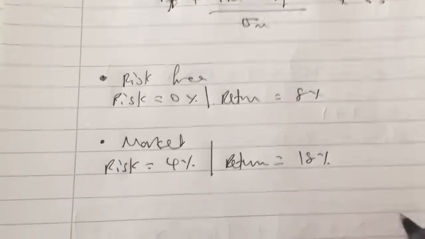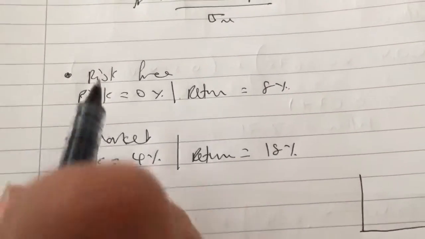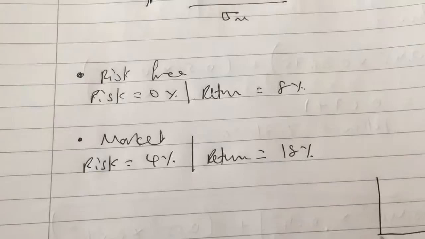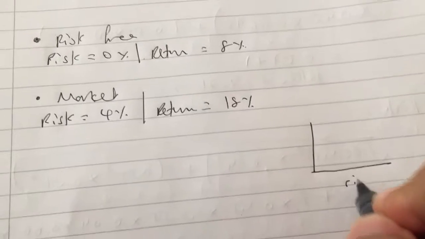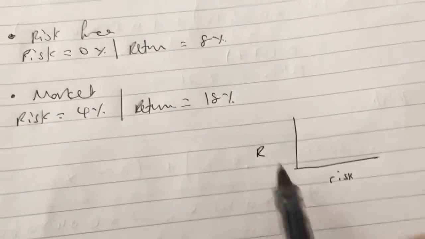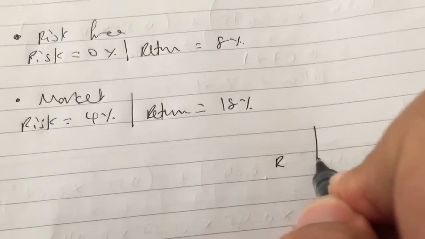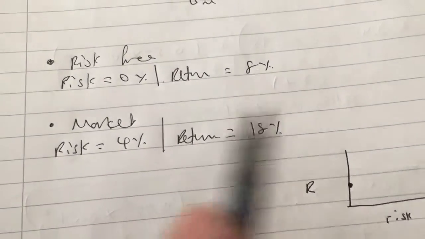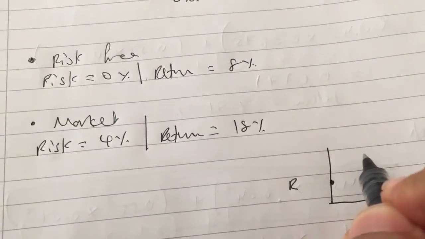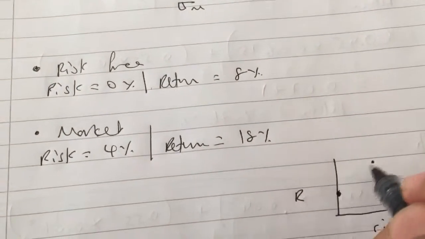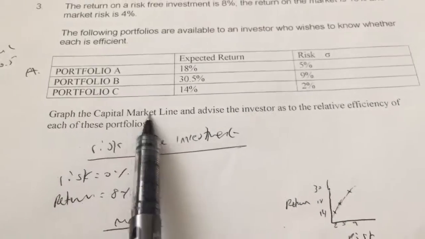You can draw it if you want. The way to draw this is: this axis is risk, and this axis is return. For the risk-free, we have 0 risk, and 8% return, so we'd be somewhere there. For the market, we have risk of 4%, so maybe around here, and the return is 18%. And that's the CML line, the capital market line that they're talking about.